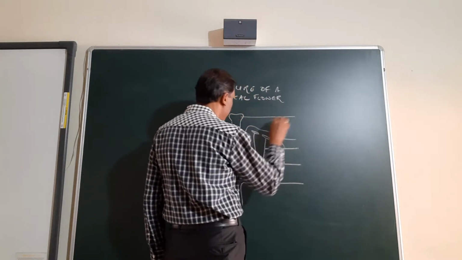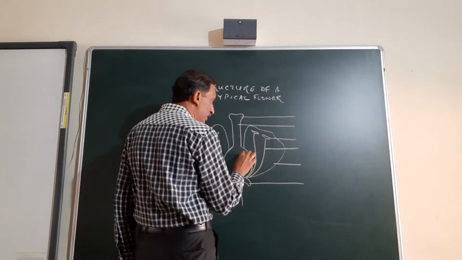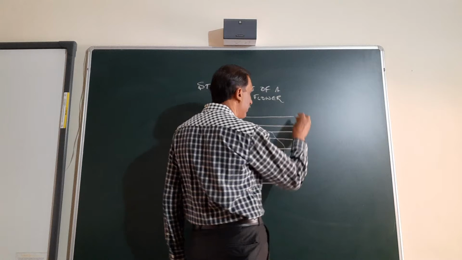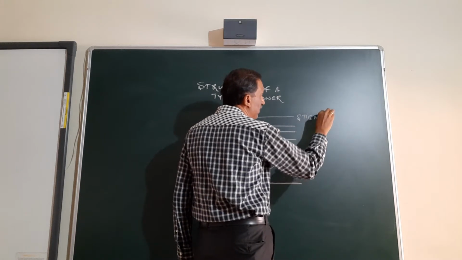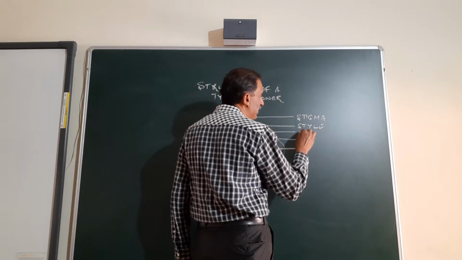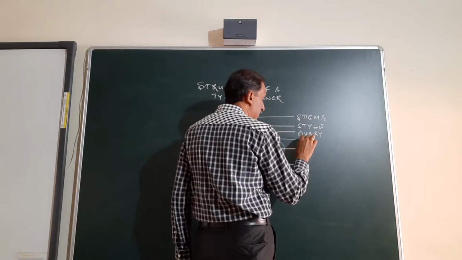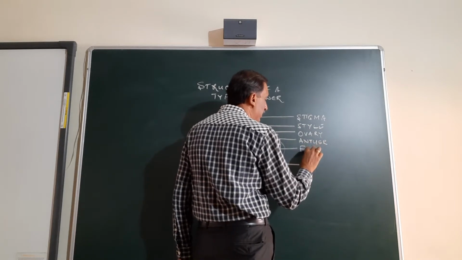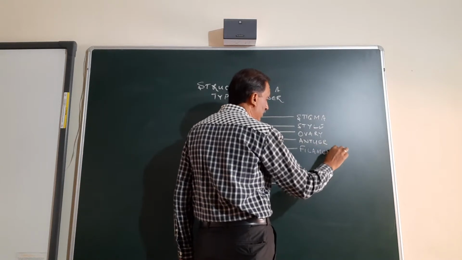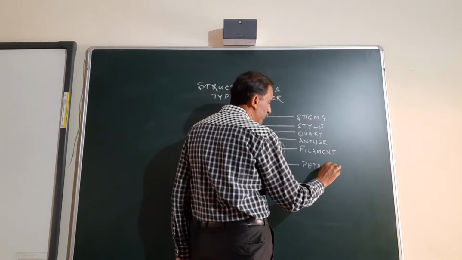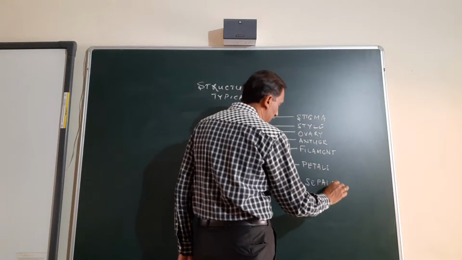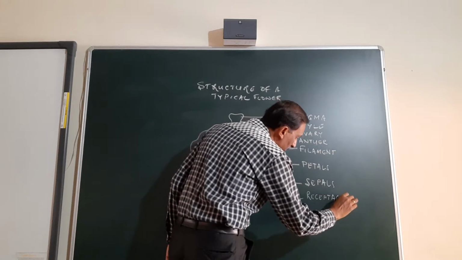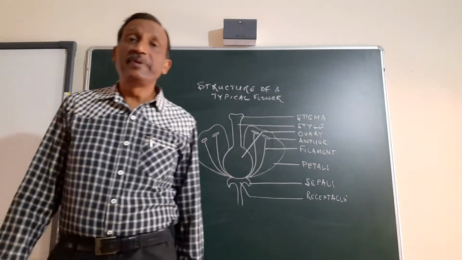and the stigma, style, and ovary. This is stigma, style, ovary, anther, filament, petals, and sepals, and then this is the receptacle, so these are the parts of a typical flower.